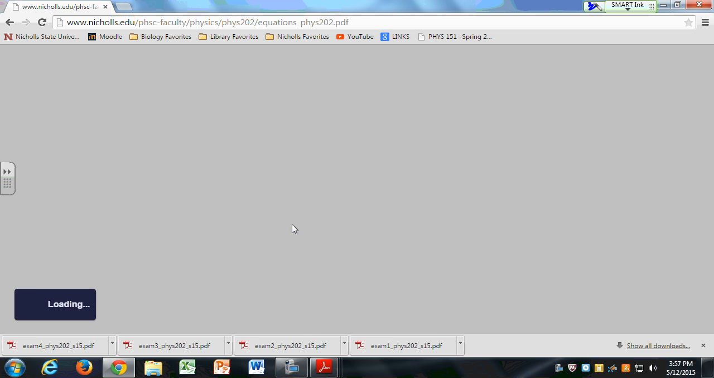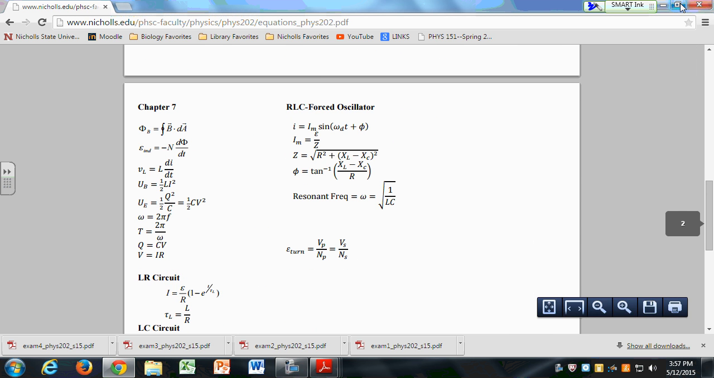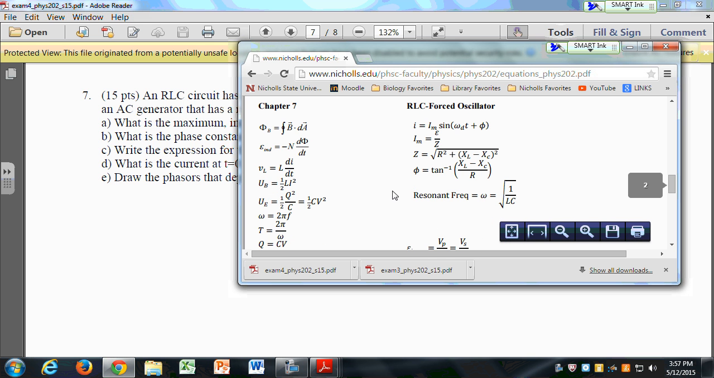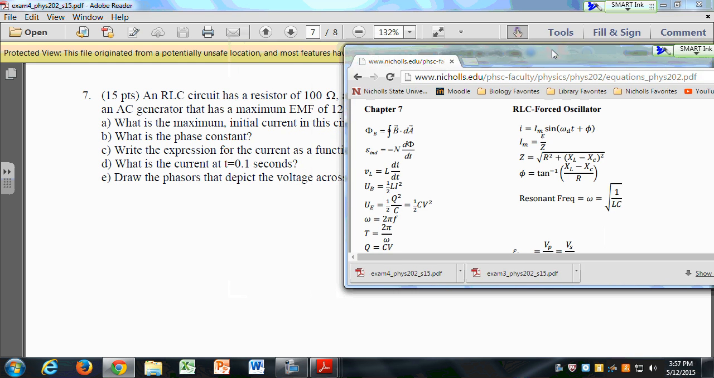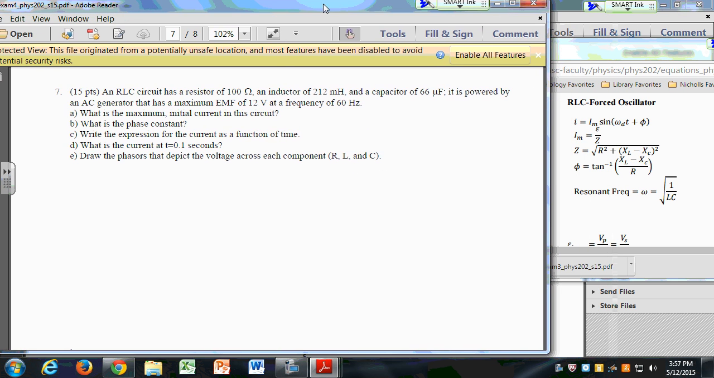Remember, this was the one where we were dealing with the vectors for the phasors, and when we did the vector math, you get these expressions for Z and phi and omega and all that business. So here we wanted to know about this RLC circuit.